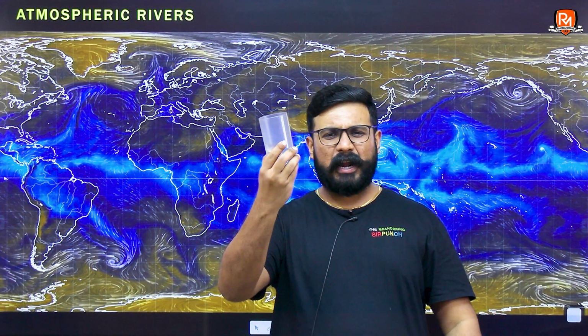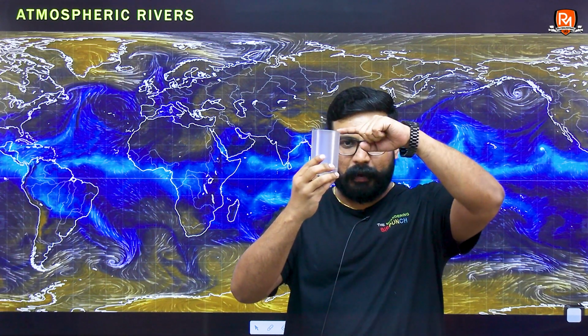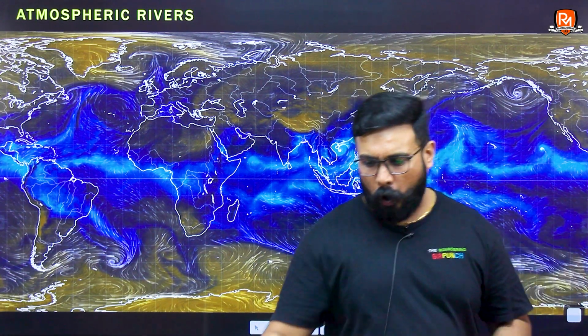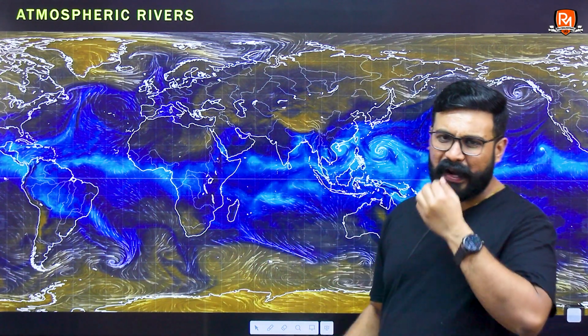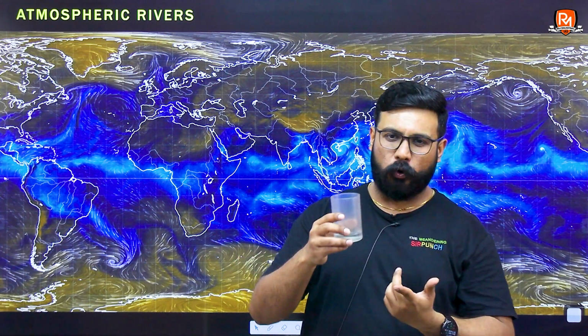What is saturation? Now suppose I have a glass. It can accommodate around 200 ml of water. When I fill this with 200 ml of water, we call that saturation, right? Air on earth right now in the atmosphere is so warm that it is gradually increasing its carrying capacity. It can absorb more and more moisture. Now, unless that air saturates, unless the glass fills, it cannot overflow.